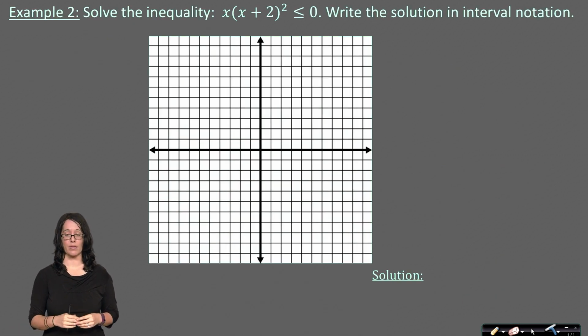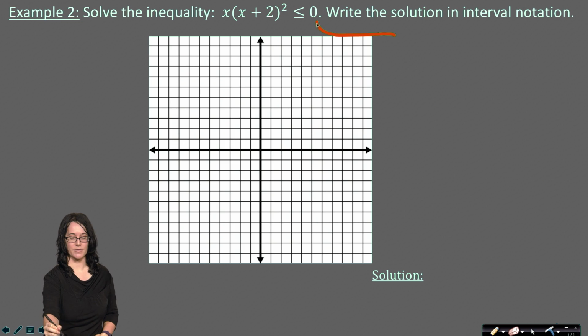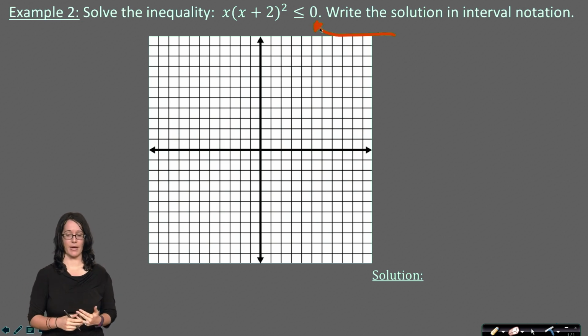Suppose you have the inequality x times (x plus 2) squared. When is that side of the inequality less than or equal to 0? It says write your solution in interval notation. So if you wanted to solve this graphically, first step from the last slide was get 0 on the right. They've already done that for us, so we can say thank you and move on. If that wasn't a 0, I would have to move everything over to the other side before I proceed.